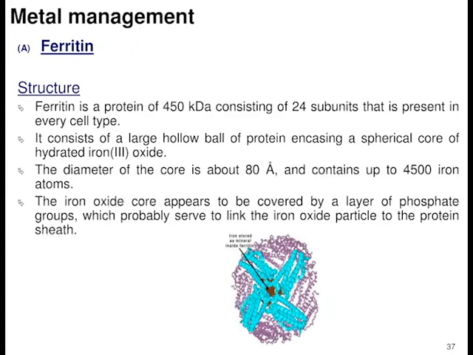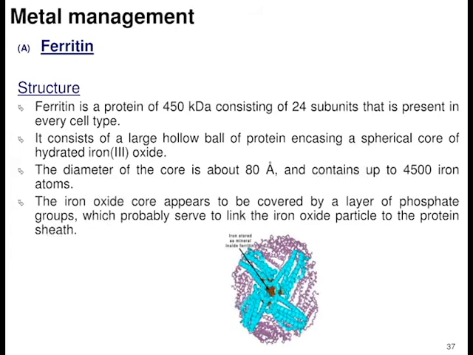Okay, so let us look at the structure of ferritin. It's actually not very well understood, but this is the information that they draw upon in the picture. It's a protein of 450 kilodalton, 24 subunits, present in every cell type. It consists of a large hollow ball of protein encasing a spherical core of hydrated iron 3 oxide. So this is the iron 3 oxide.